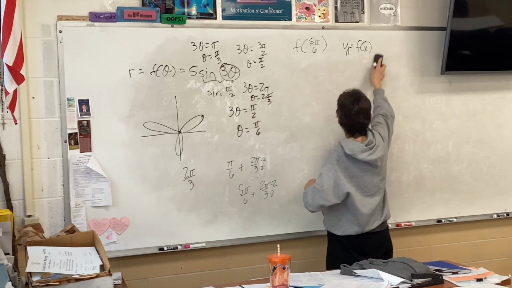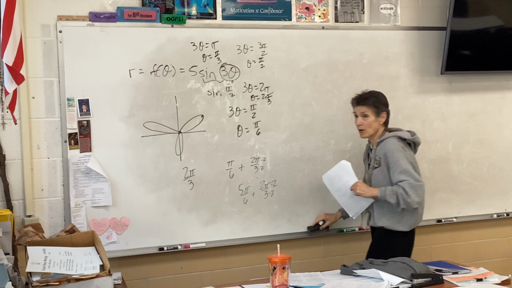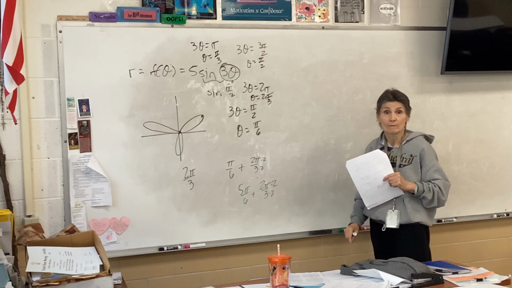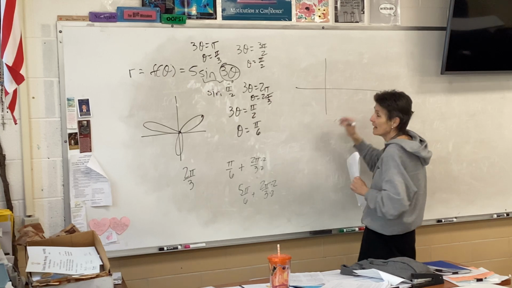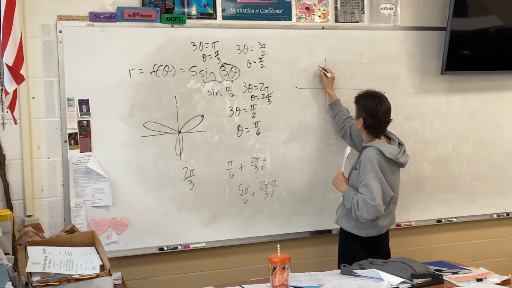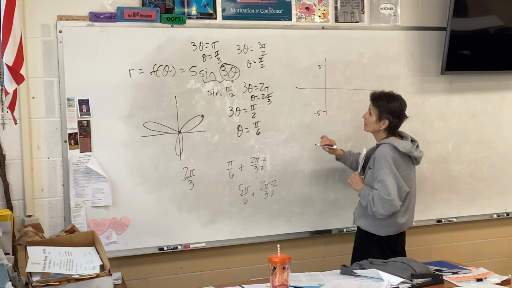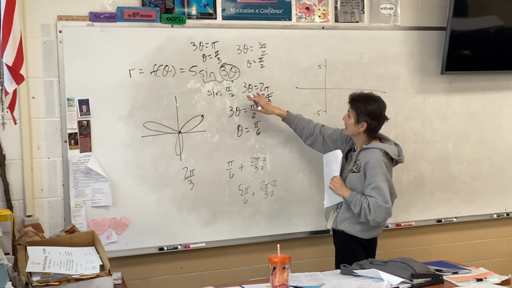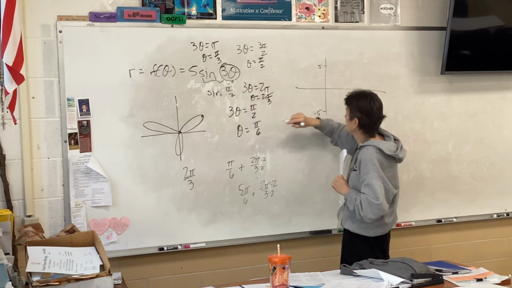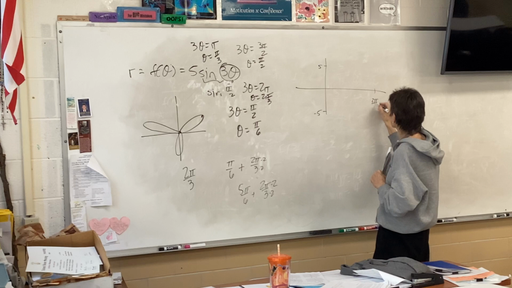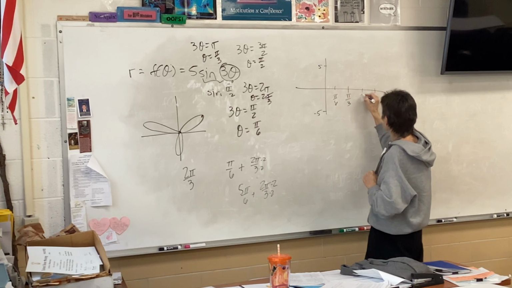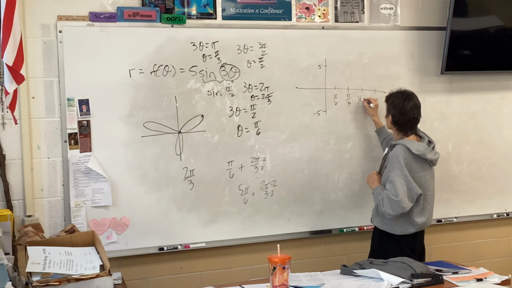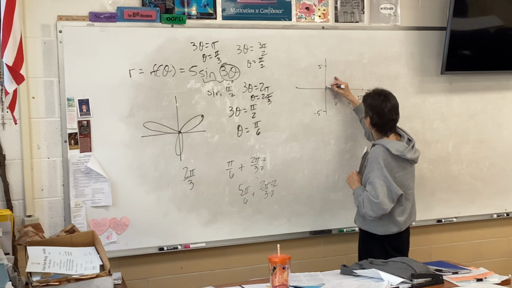Now, I have done all of this just based on my knowledge of polars. What if I graphed that equation rectangularly, which is something I've encouraged you to do? It's a sine curve, amplitude 5, period 2 pi over 3. Look what happens if I graph this thing, guys. Look what happens.